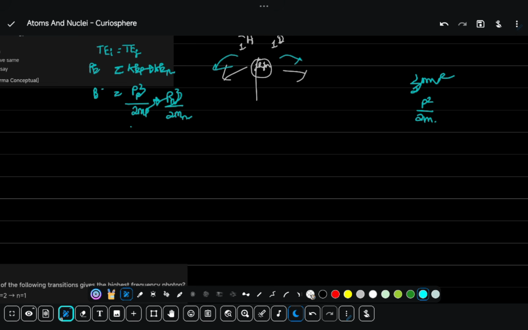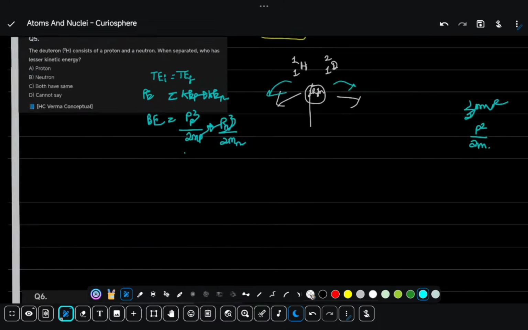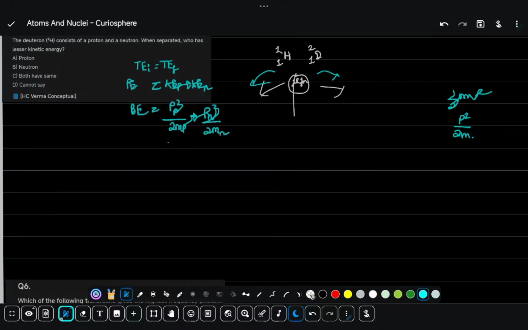This is binding energy, right? Now total energy initially, total energy finally, 2mp, 2mn. Now compare the masses of neutrons and protons. Which has a higher mass? I think it's neutron, right?